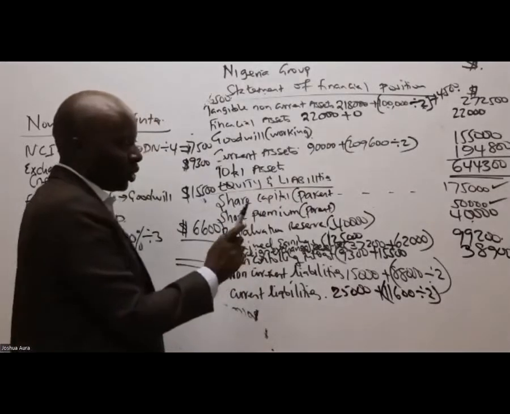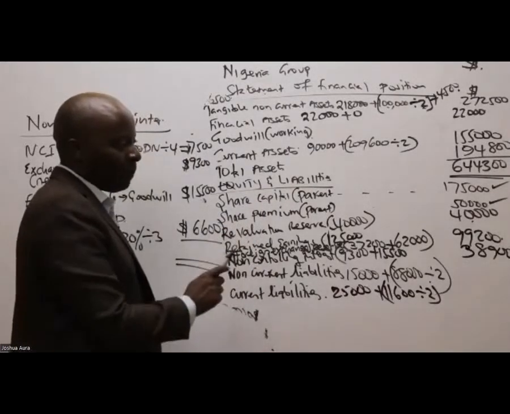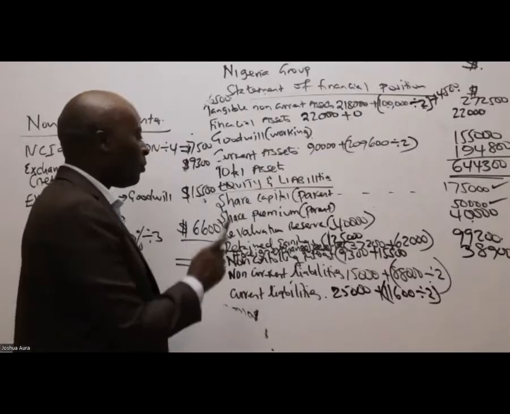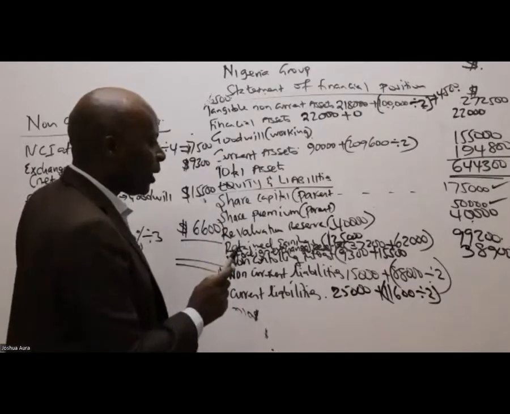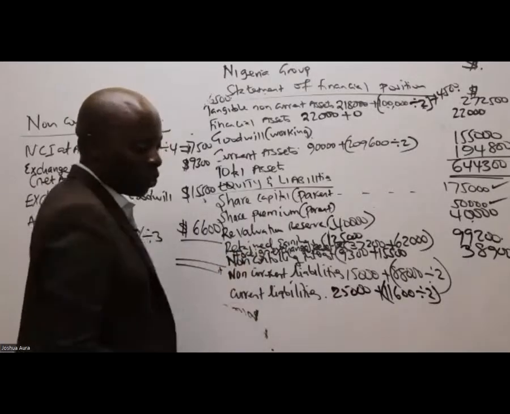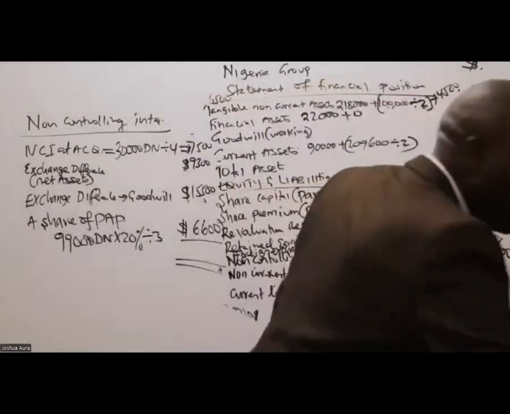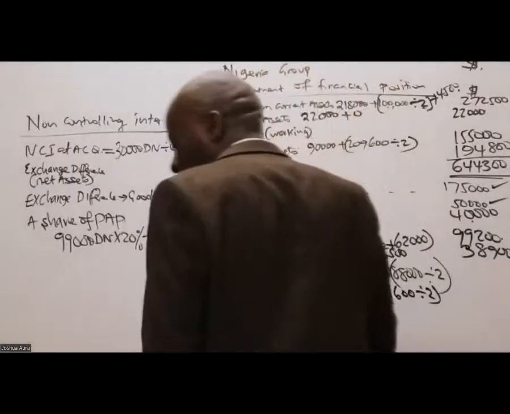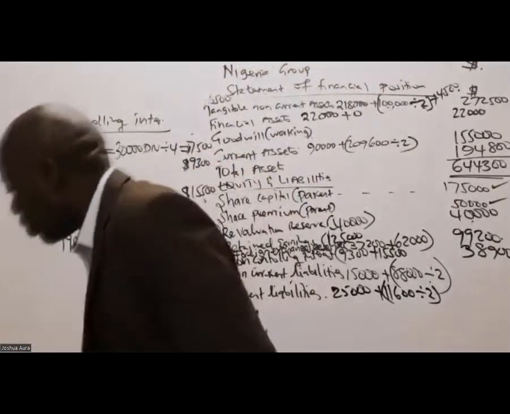So remember, this is permanent source of capital. Now from there, the last one that you're supposed to come and pick is retained earnings, group retained earnings. So group retained earnings, what do we have there?